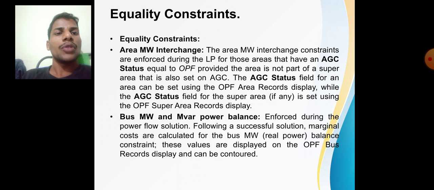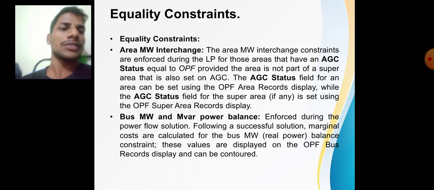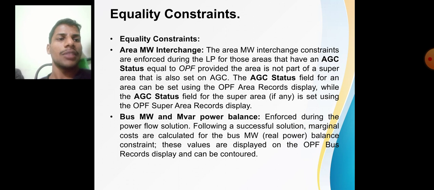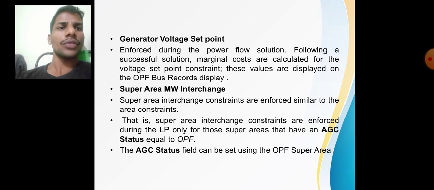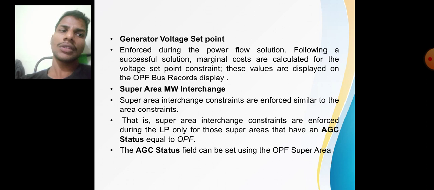Bus megawatts and the real power balance are enforced during the power flow solution. Following a successful optimal solution, the marginal cost of the bus is calculated for the bus megawatts real power balance constraint. These values are displayed on the OPF bus record display. The generator voltage set point is also enforced during the power flow solution. Following a successful solution, the marginal cost is calculated for the voltage set point constraint. Those values are displayed on the OPF bus records display.